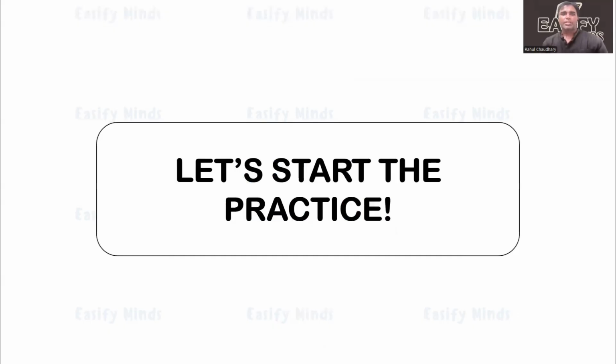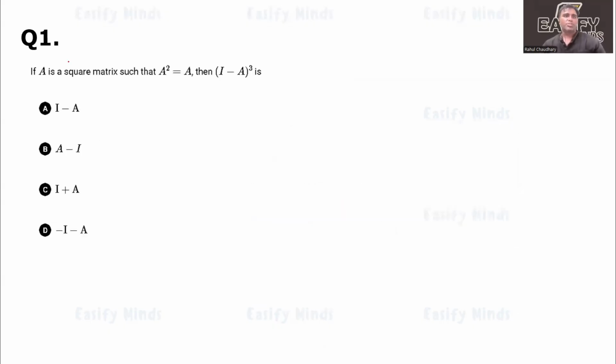So let's start the practice session. First question: if A is a square matrix, A square equals A, what is (I minus A) whole cube? Tell me the answer: A, B, C, D. Which option is correct? Yes, let's start.